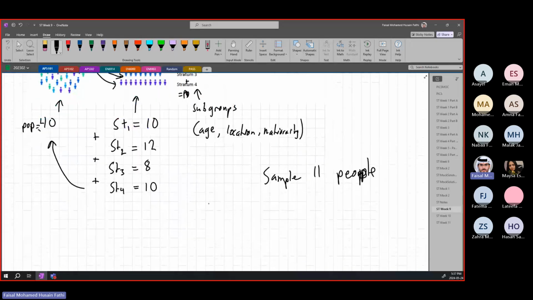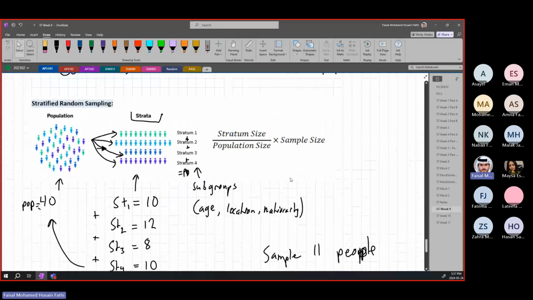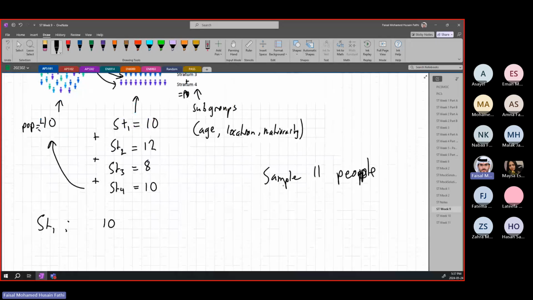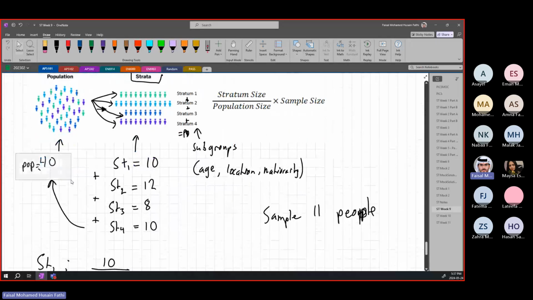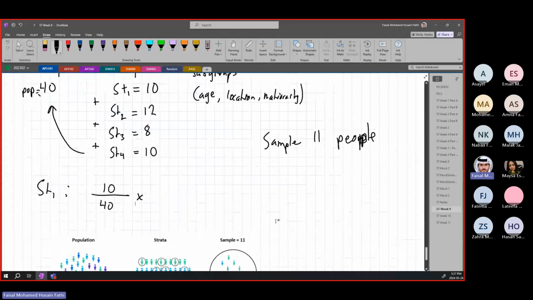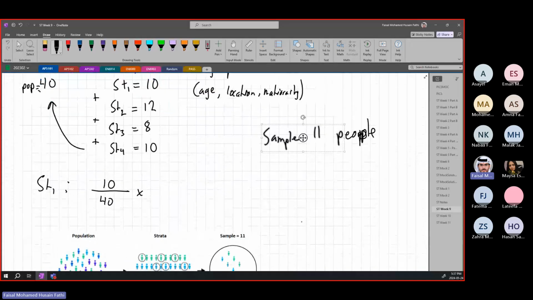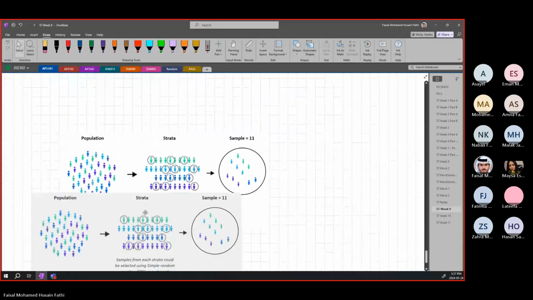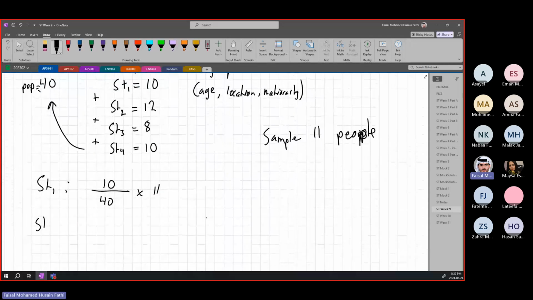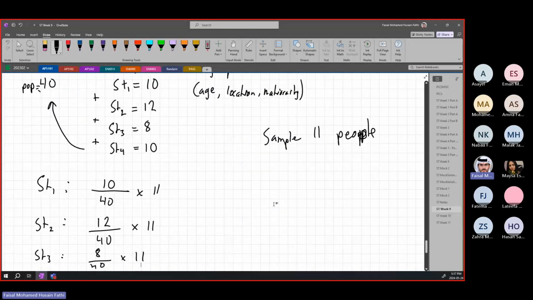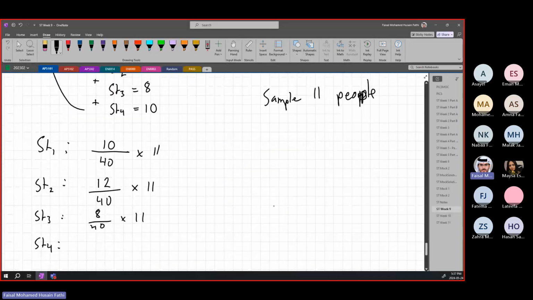Meaning, for ST1, we are going to apply this equation, which is stratum size, which is 10, over the entire population size, which is 40, times the sample size that we have defined, which is 11. You're going to do this for each and every case. So for ST2, we do the same thing again: 12 over 40 times 11. ST3, it is 8 over 40 times 11. And then ST4, we have 10 over 40 times 11.